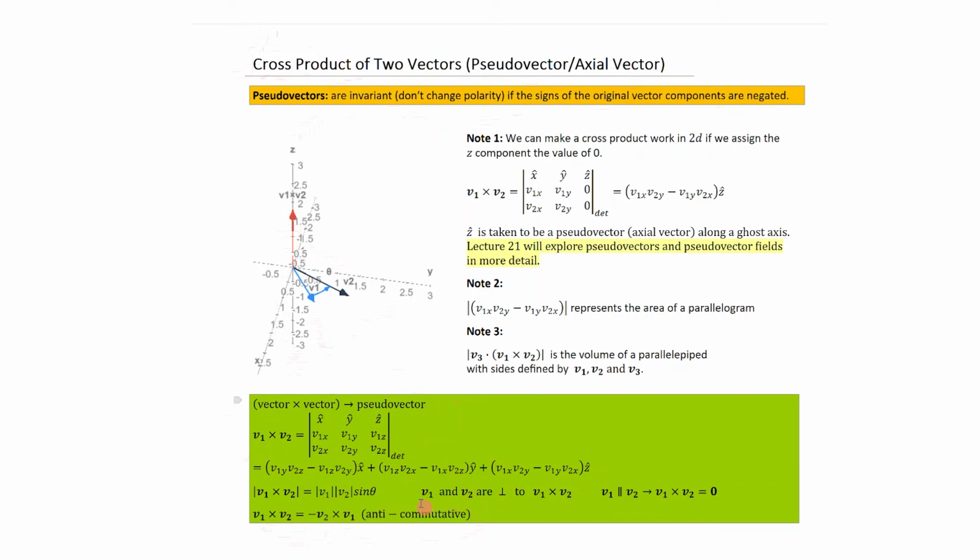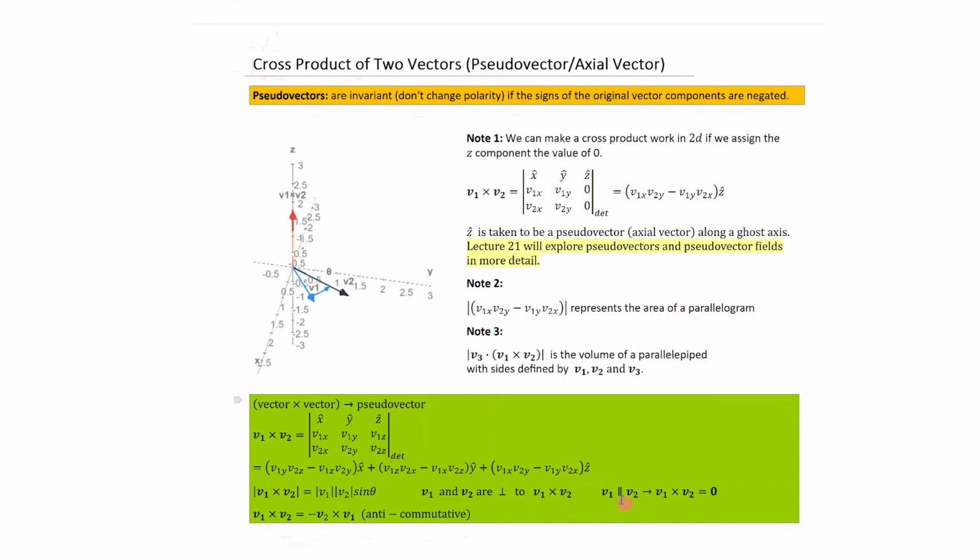Also, as I mentioned, v1 and v2 are both perpendicular to the result of taking a cross product between v1 and v2. So if you look here, this vector and this vector are orthogonal with respect to each other, and this vector and that vector are also orthogonal with respect to each other.